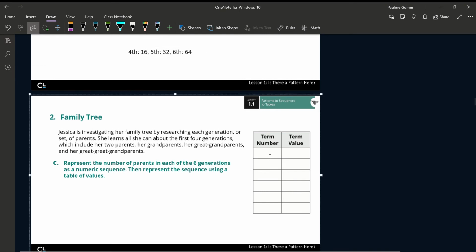And now let's fill in the table. The first generation had 2 parents. The second had 4. The third had 8. The fourth had 16. The fifth had 32 parents in it. And the sixth has 64.